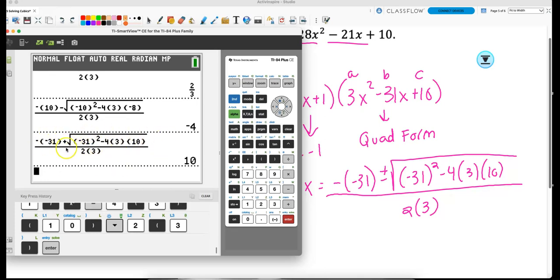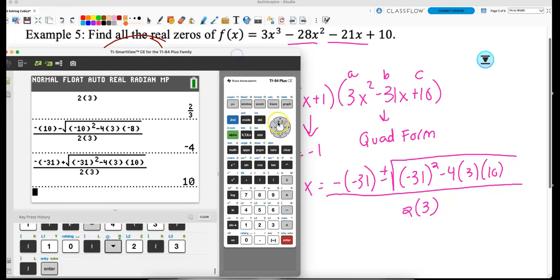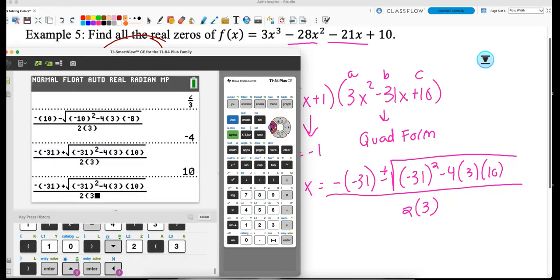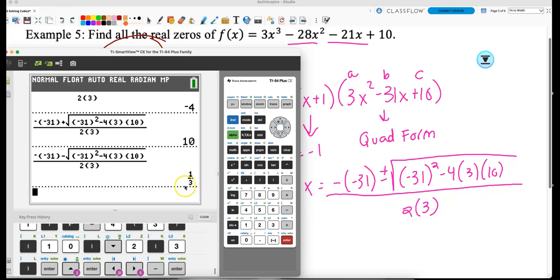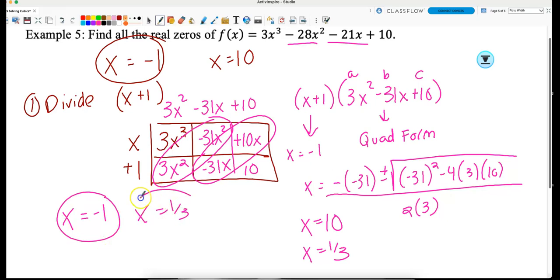All right, so if you look here, if I type it in with the plus sign, I got the answer 10, which, no surprise, I already knew. To find my second answer, copy and paste, change that plus to a minus, and I get 1/3. So that was the decimal I was looking for. So I got x equals 10 and x equals 1/3 from the quadratic formula. So my final answer would be my original one, x equals -1, x equals 1/3, and x equals 10.